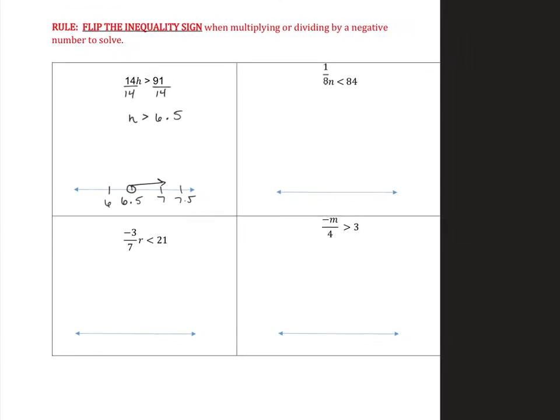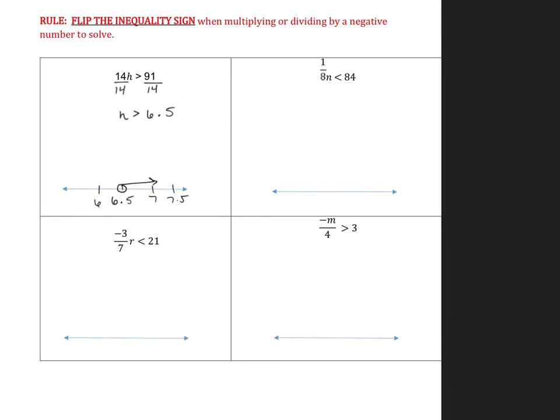So if we look at one with a negative number in it, like the one right beneath it, negative 3/7 r is less than 21. I'm going to rewrite this so it says negative 3r over 7 is less than 21. And now I can see that to solve this, the first thing I have to do is multiply by 7. And now I have negative 3r is less than 21 times 7 is 147.